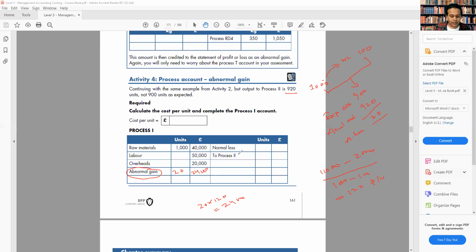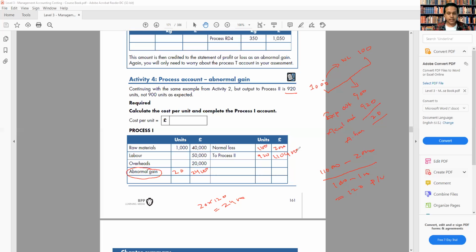And after that, the normal loss. On the normal loss, we have 100 unit. And on the process, we have 920. And the scrap value is fixed at 2000. If you multiply 920 times 120, that will give us 110,400. Thank you, Julia.